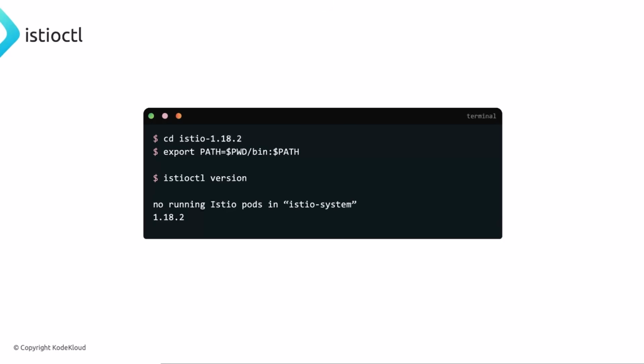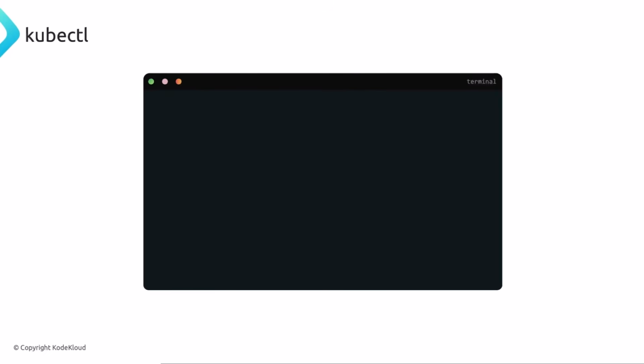You can see here that it says no pods in the Istio system, and that's because, in this screenshot, you installed Istio CTL, but you haven't installed Istio itself on a cluster. So don't get confused. Istio CTL version is just checking the version, and it's just telling us that it's 1.18.2. You also need to install kubectl.